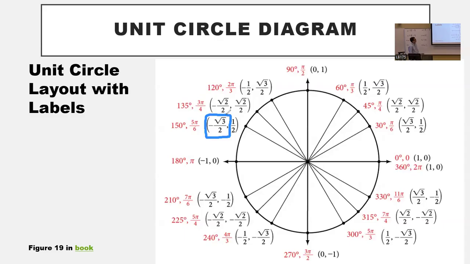If I do arc cosine of 1/2, again, I look for x values on the unit circle. Here's an x value on the unit circle that's a half. Here's another x value on the unit circle that's a half. Because inverse cosine only deals with the top half of the circle, I have to use this one. So that's pi/3. Arc cosine of 1/2 is pi/3.